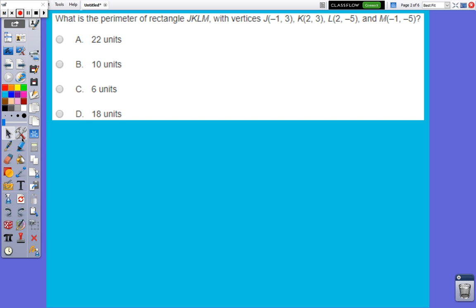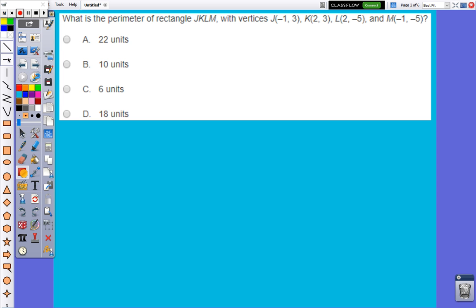Let's take a look. Let's try to dissect each of these questions, break it down, and see if we can figure something out here. It says, what is the perimeter of rectangle JKLM with vertices J(-1, 3), K(2, 3), L(2, -5), and M(-1, -5)? Right now there are just a bunch of points on the coordinate plane. Let's make a coordinate plane and plot some of these points.